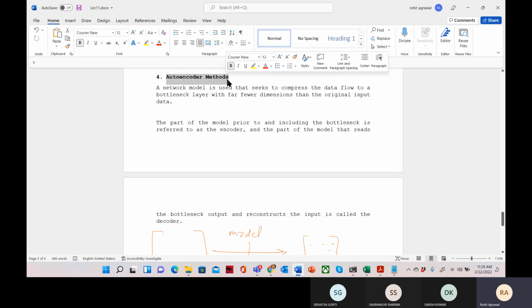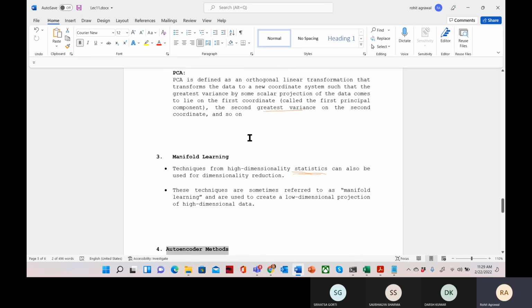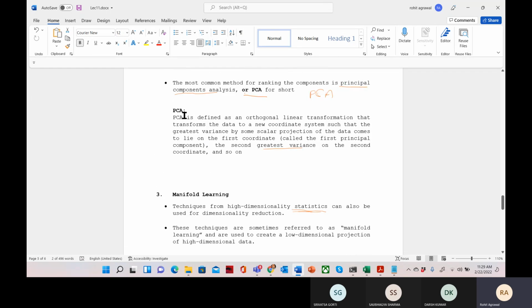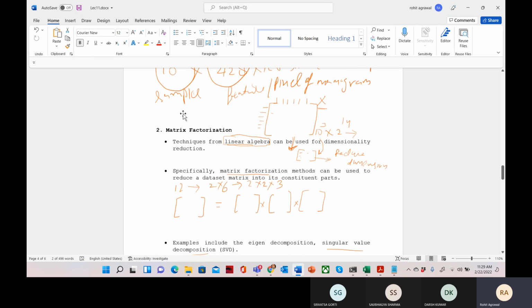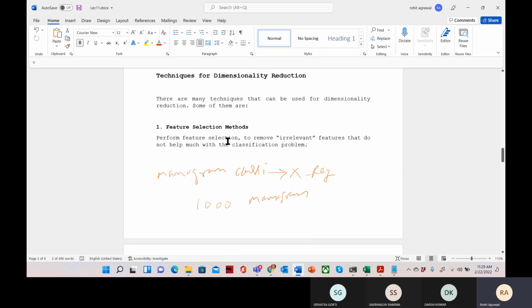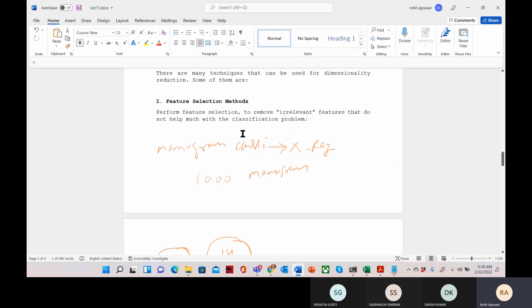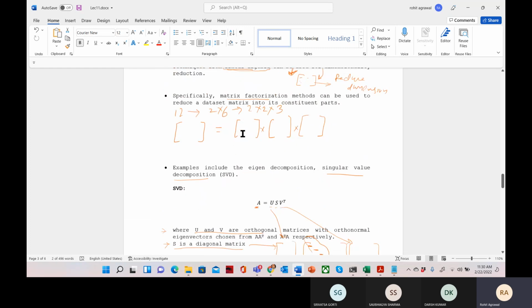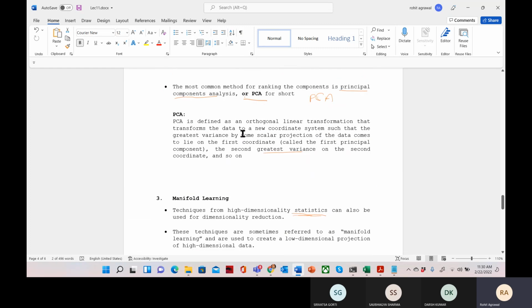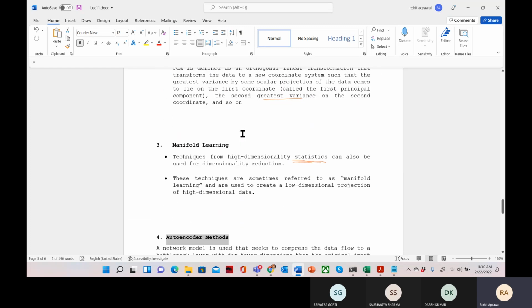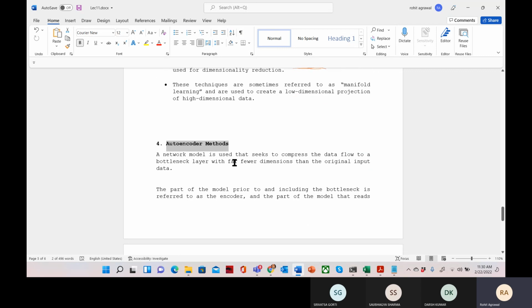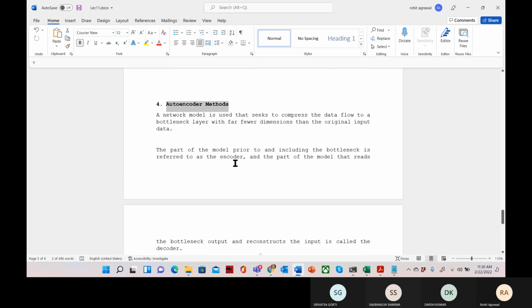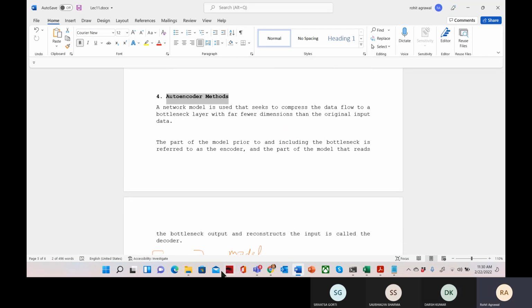You will find autoencoder methods most of the time in research papers. In Python, generally you will find principal component analysis, or just feature selection. These two are the most common. I just gave you a brief idea from a research point of view. Those who want to go for higher study might have questions about the autoencoder. Clear? So that is for today.